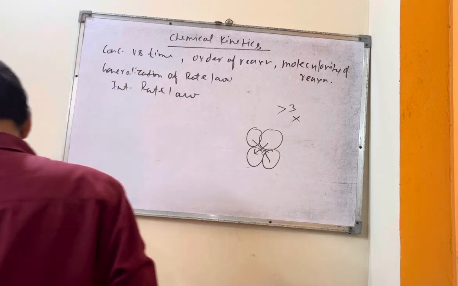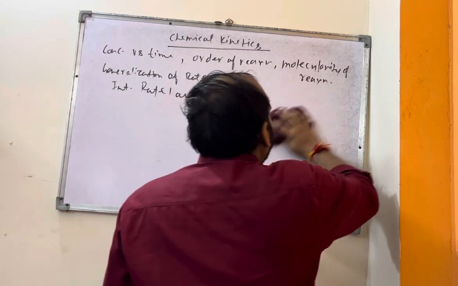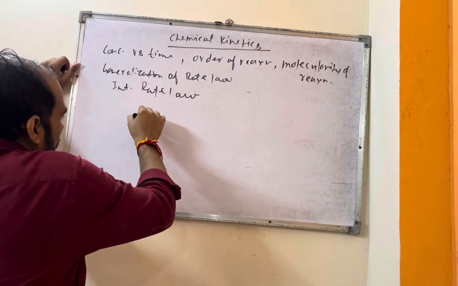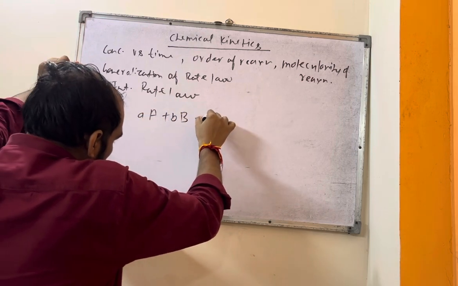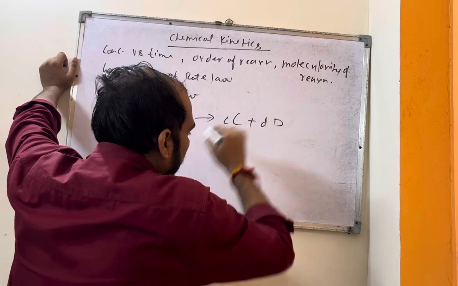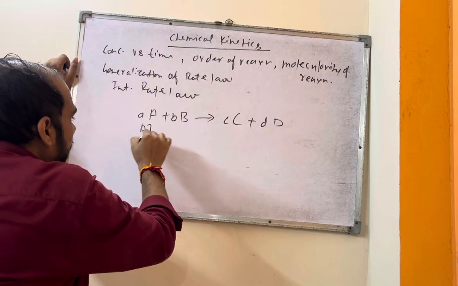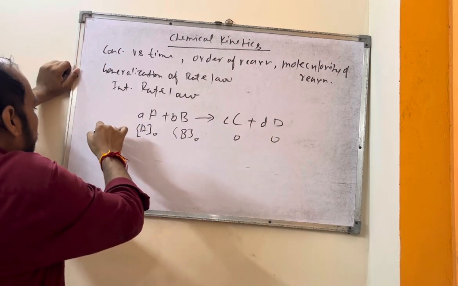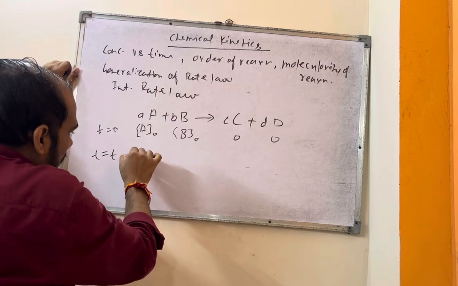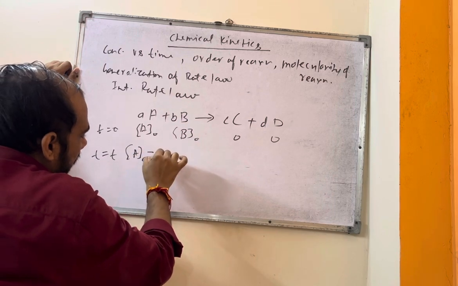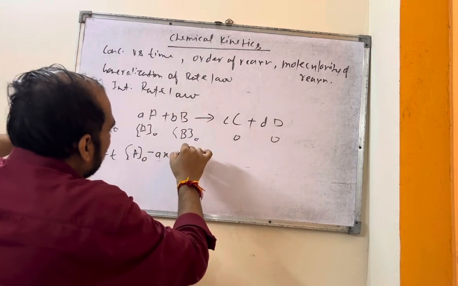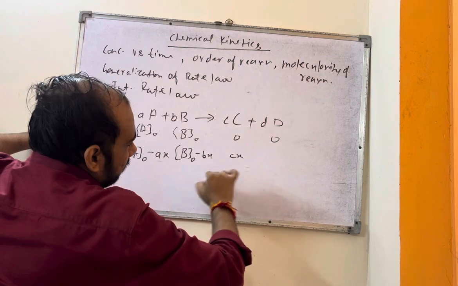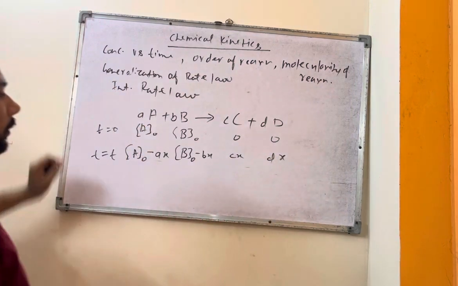So let's move to the generalization of rate law. Let's take first a chemical reaction A plus B forming C plus D. Let's take the initial concentration of A as A0 and B as B0, and for C and D it is 0, at t equals 0. At t equals t, it will be A0 minus ax, and B0 minus bx. It will form cx and dx.